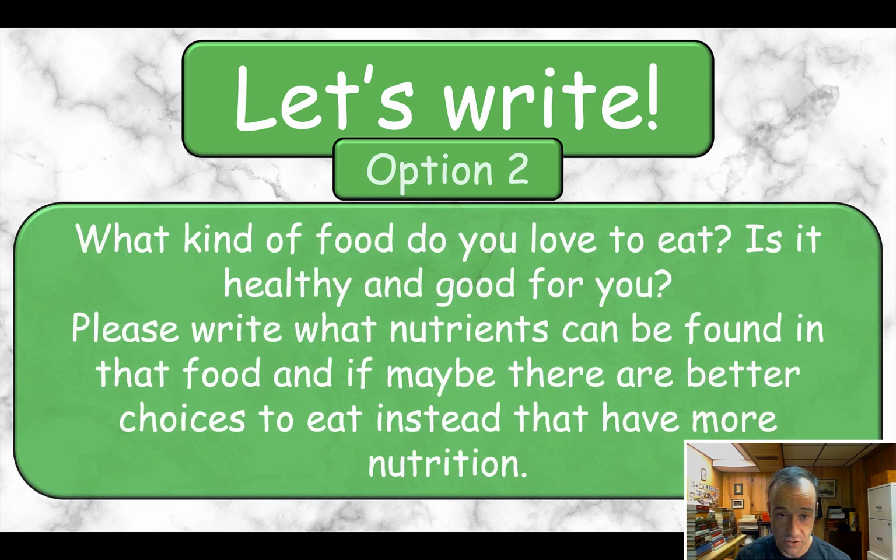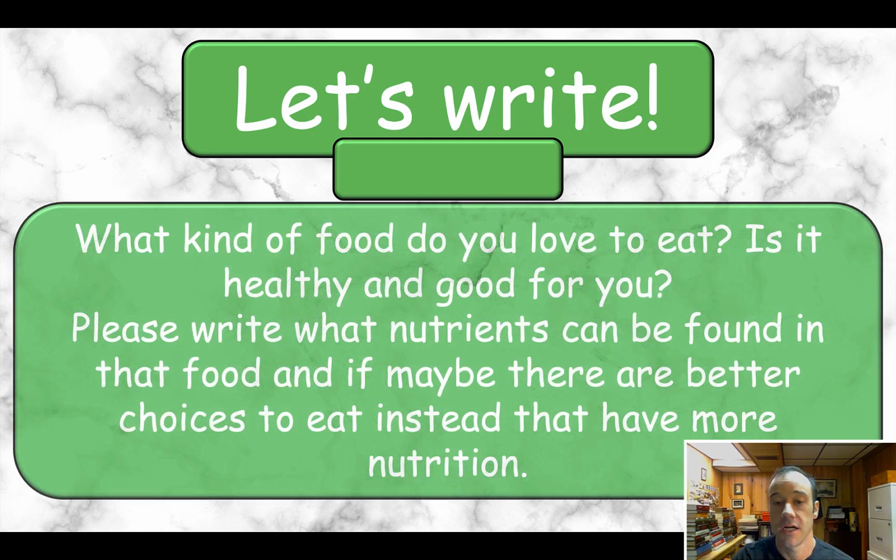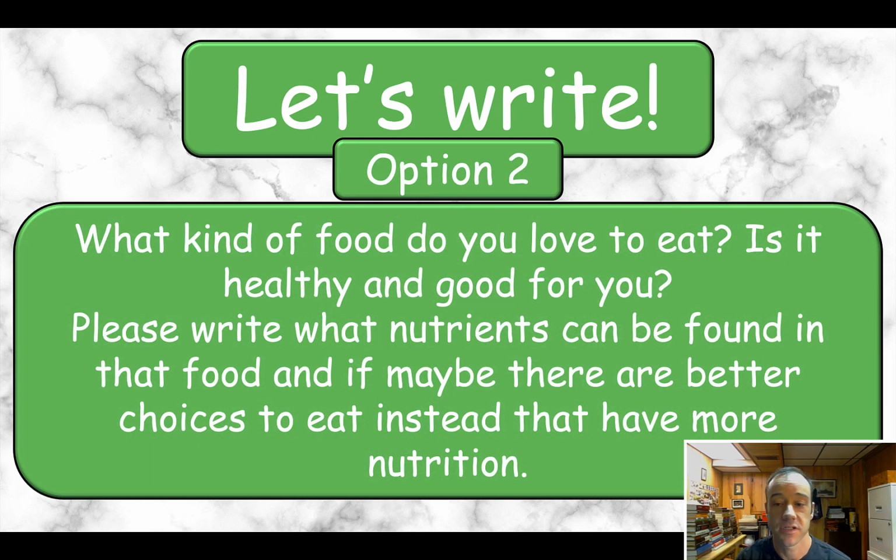And then option 2 is, what kind of food do you love to eat? Is it healthy and good for you? Please write what nutrients can be found in that food, and if maybe there are better choices to eat instead that have more nutrition. So I get them to think a little bit more. A higher level class could really benefit from this. You can tell the class they can choose if they want to do option 1 or option 2. It's up to you. It's up to them, okay?